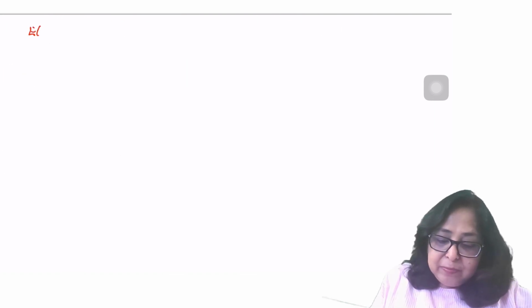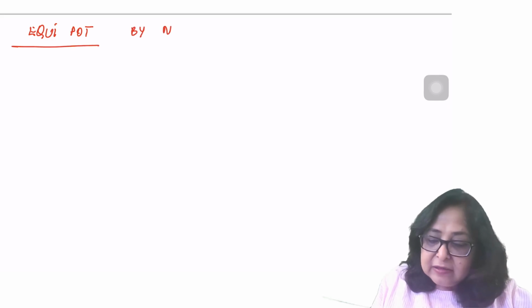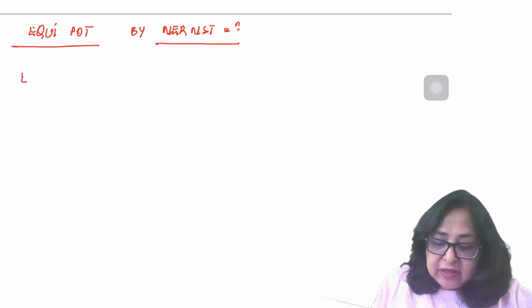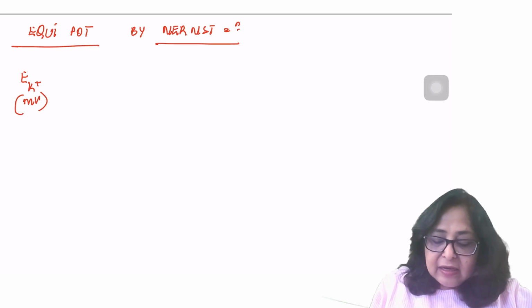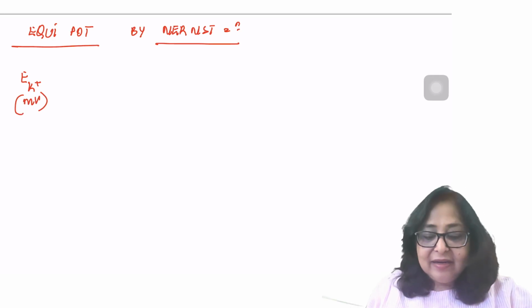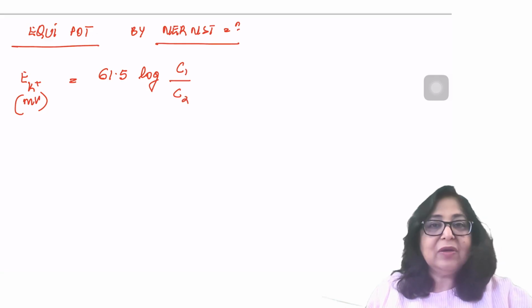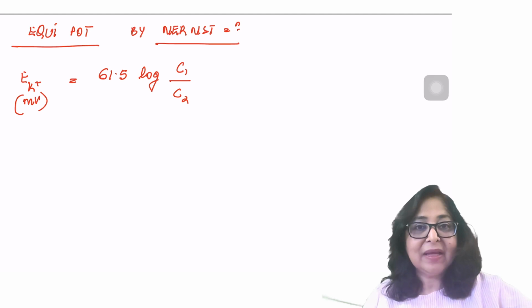Now, equilibrium potential is calculated by the Nernst equation. And what is this Nernst equation? The equilibrium potential for potassium in millivolts, or for any ion in millivolts, will be 61.5 log of C1 over C2. What is C1? Higher concentration divided by lower concentration, right?